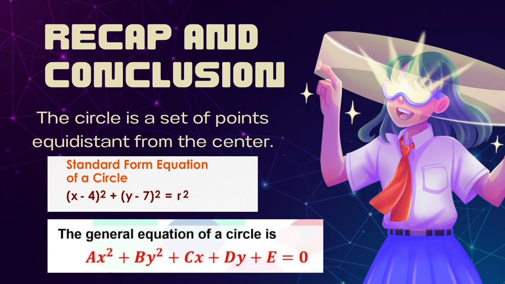So, to wrap it all up, a circle is a set of all points equidistant from a center. And there are two types of equation of a circle. We have the standard form equation and the general form equation. So, in graphing, we can easily graph it by using the center and the radius of the circle. The circle reminds us of balance, equality, and perfection. It's no wonder it's been loved since ancient times.